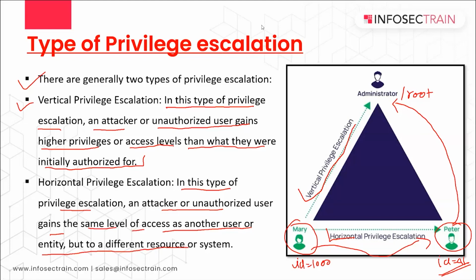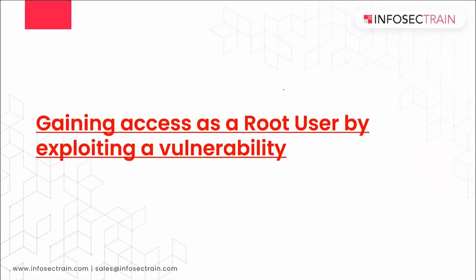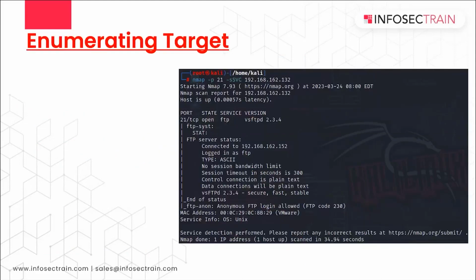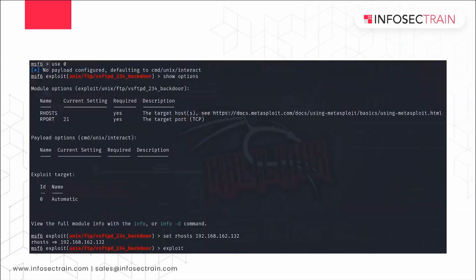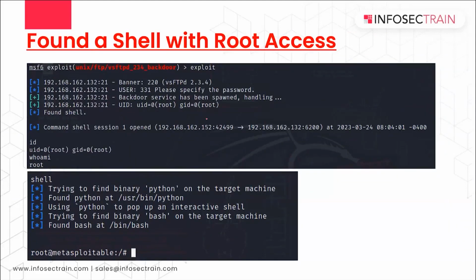Now, it will be all about gaining access to a root user by exploiting a vulnerability. In these screenshots, you are enumerating the particular target, and here in the screenshot you are looking for VSFTPD 2.3.4. Yesterday I already showed you this in advance, right? You search for VSFTPD to check for any exploit. Then you use that exploit, and you get the shell with root access, and you can check over here whether you are root or not.